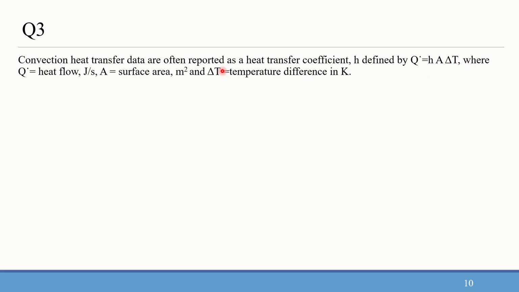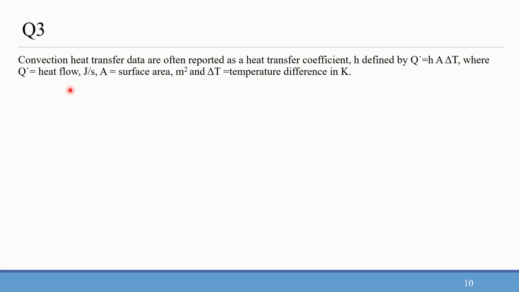into delta T, where Q is equal to heat flow in joules per second, A is surface area which is given in meter square, and delta T is the temperature difference in Kelvin. So I am hoping the first statement is very clear for all of us. So convection heat transfer data are often reported as a heat transfer coefficient H. So H we use as the convective heat transfer coefficient, and here we are using H in the Q equation, that is Q is equal to H into A into delta T.